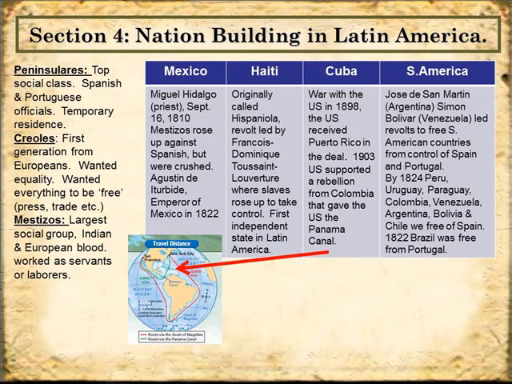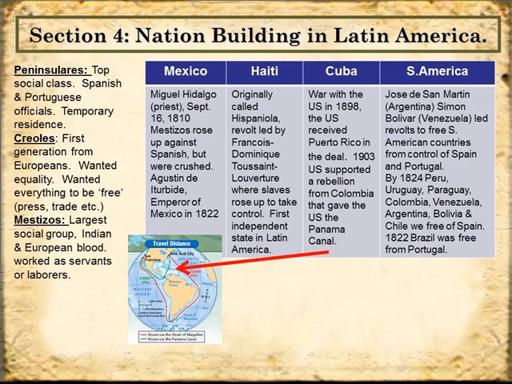First, a few definitions to the left: Peninsulares, Creoles, and Mestizos. Peninsulares were the top of the social class. They were only in Latin America temporarily, and they were Spanish and Portuguese. The Creoles were the first generation Europeans, so they were born in Latin America, but they were of European descent. Whereas the Mestizos were a blended group. They were blended with Indian and European blood, and they typically worked as laborers and servants. They were, of course, the largest group.